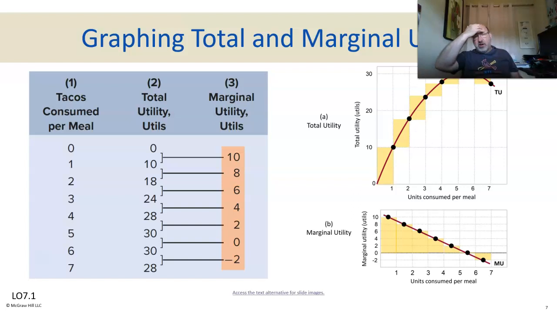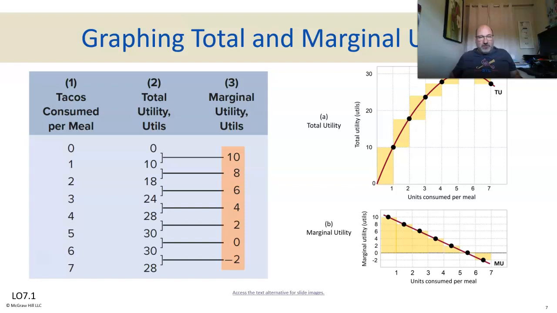So here's the way that works out. In this one, we're looking at tacos. At 0, there's not going to be any marginal utility. 0, 1, 2, 3, 4, 5, 6, 7 tacos per meal. Total utility: we have 10 for the first taco, 18 at the second, 24 at the third, 28 at the fourth, 30 for 5, 30 for 6, and 28 for 7.